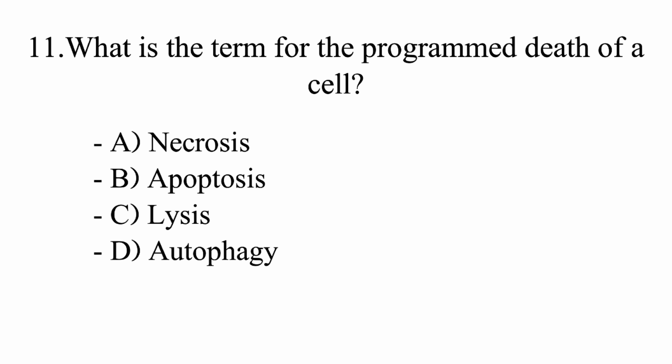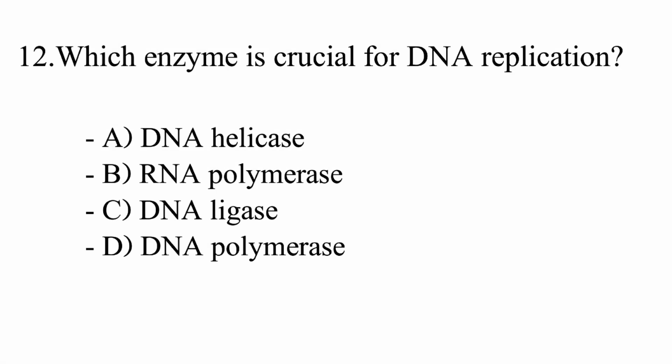Question number 11. What is the term for the programmed death of a cell? The correct answer is option B, apoptosis. Question number 12. Which enzyme is crucial for DNA replication? The correct answer is option D, DNA polymerase.